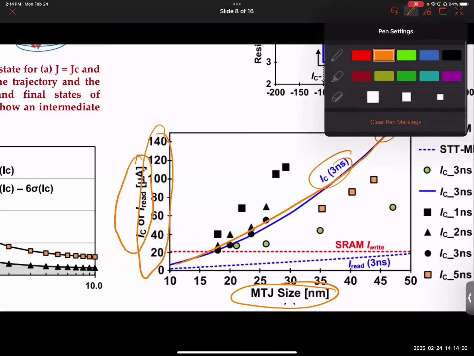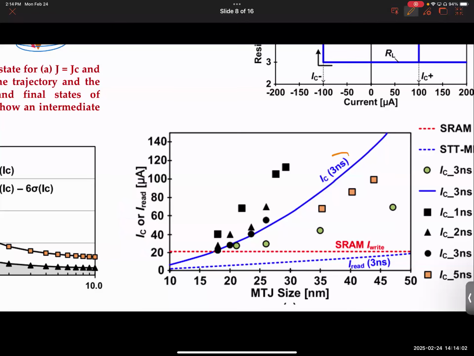But remember, when they report the critical current, they have to also mention a time. So you have to settle on a time. If you want to make it switch within 3 nanoseconds, you have to apply this much current. Okay. Let me go back and show you something. Critical current versus time. Let me show you how that really looks.